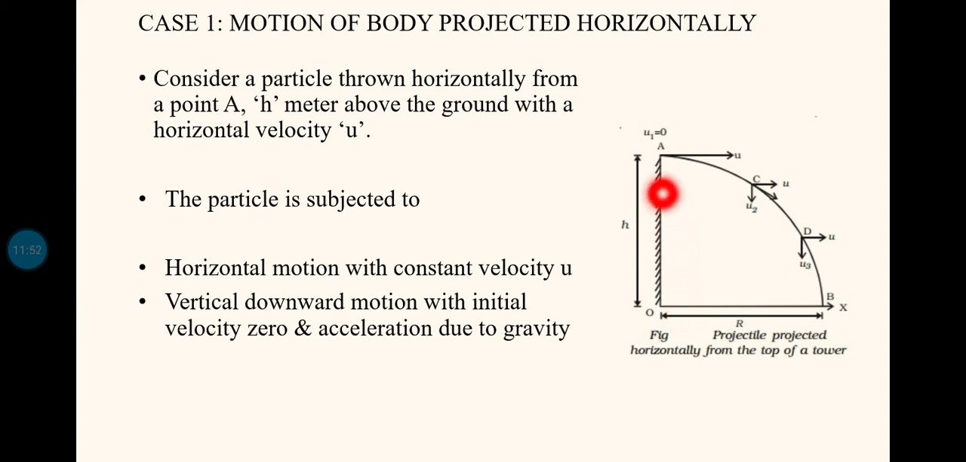Initial velocity 0 means here u is in the horizontal direction, in the vertical direction there is no velocity component, so the initial velocity in the downward direction is taken as 0. But once it reaches here, it will have some final velocity in the downward direction. Due to acceleration, it will attain some velocity. Once it reaches the point B, it will definitely have some velocity in the downward direction. But at point A, the vertical velocity component is 0, only the velocity is in the horizontal direction.